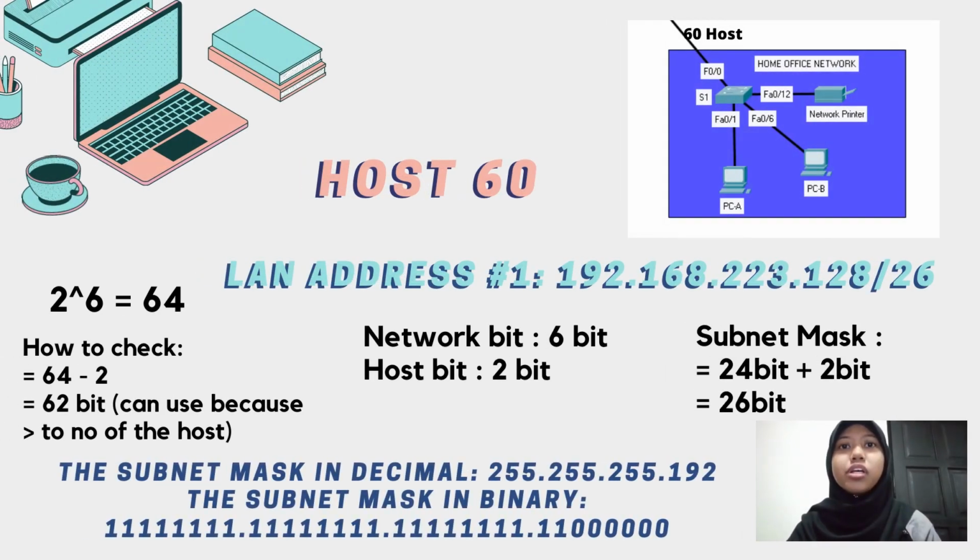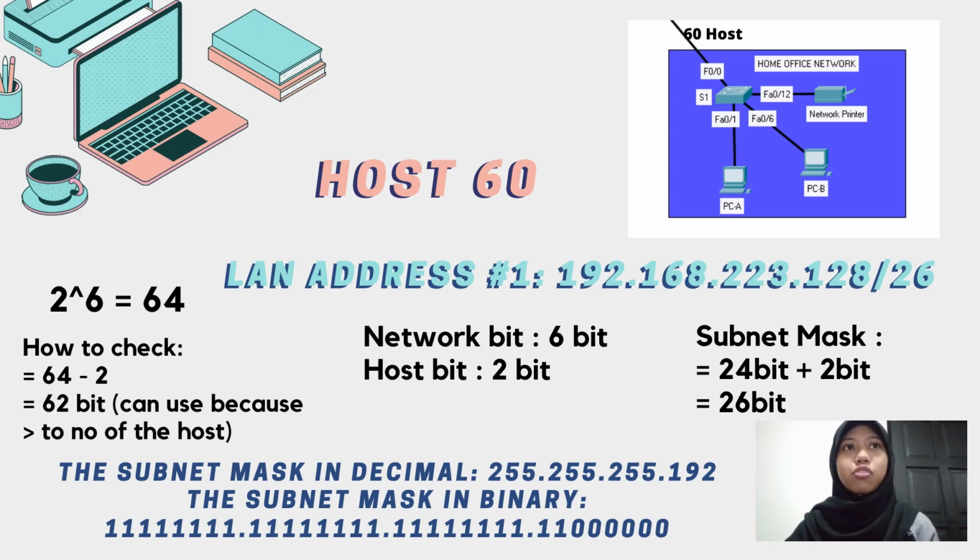Okay, next I will explain about the blue box. The blue box has 60 hosts. So from here, you have to find the number larger than 60. I choose 2 power of 6, which is equal to 64. Then you can check by 64 minus 2.